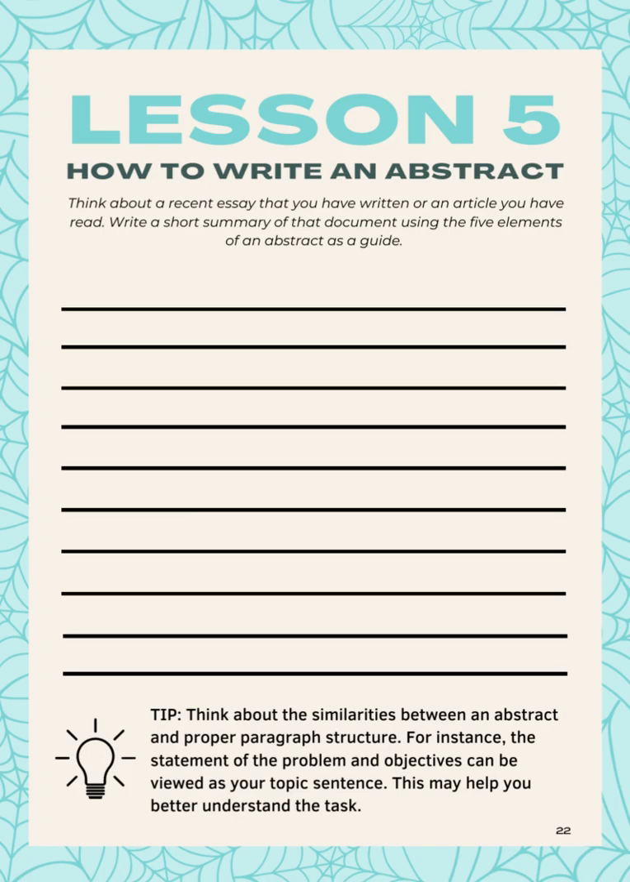In this activity, think about a recent essay that you have written or an article you have read. Write a short summary of that document using the 5 key elements of an abstract as a guide. Tip: think about the similarities between an abstract and proper paragraph structure. For instance, the statement of the problem and objectives can be viewed as your topic sentence. This may help you better understand the task.